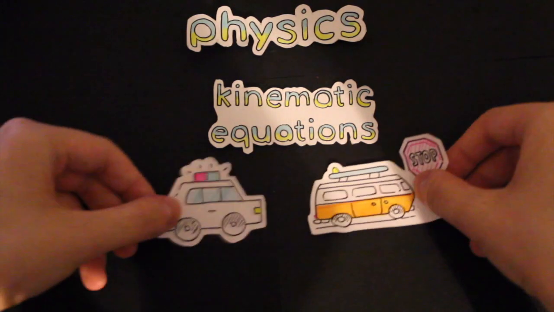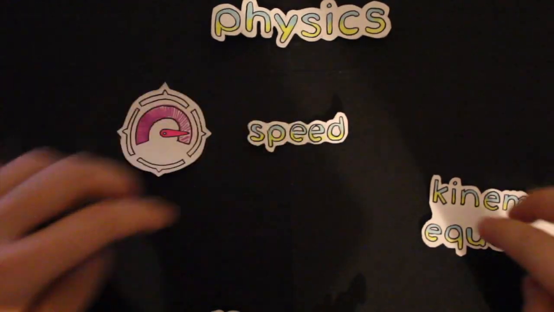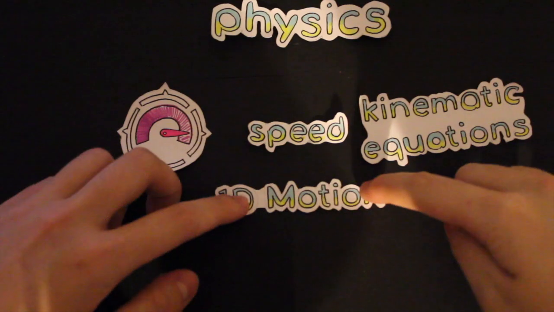Now that we know a few kinematic equations, you can finally start to use physics to find out whether you were speeding when the cops pulled you over. In today's lessons, you will learn about velocity, speed, and a few kinematic equations in 1D motion.